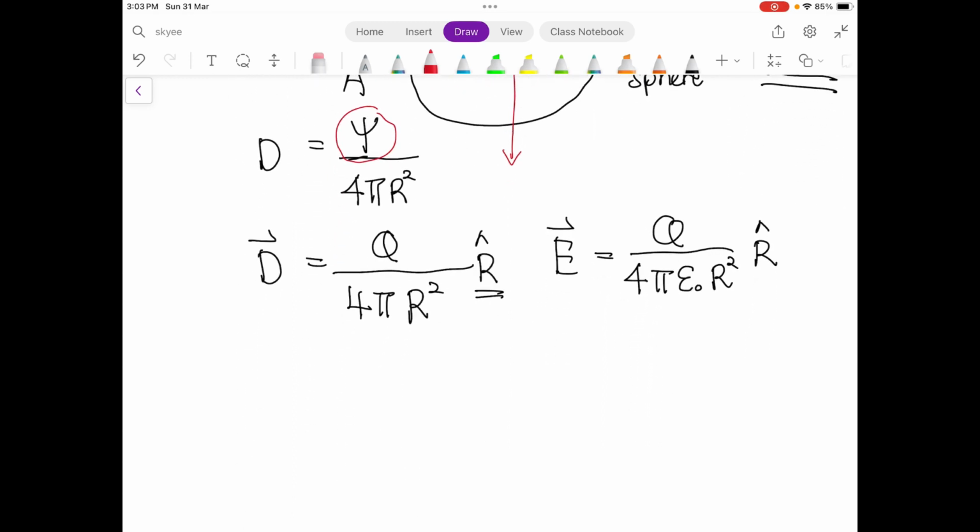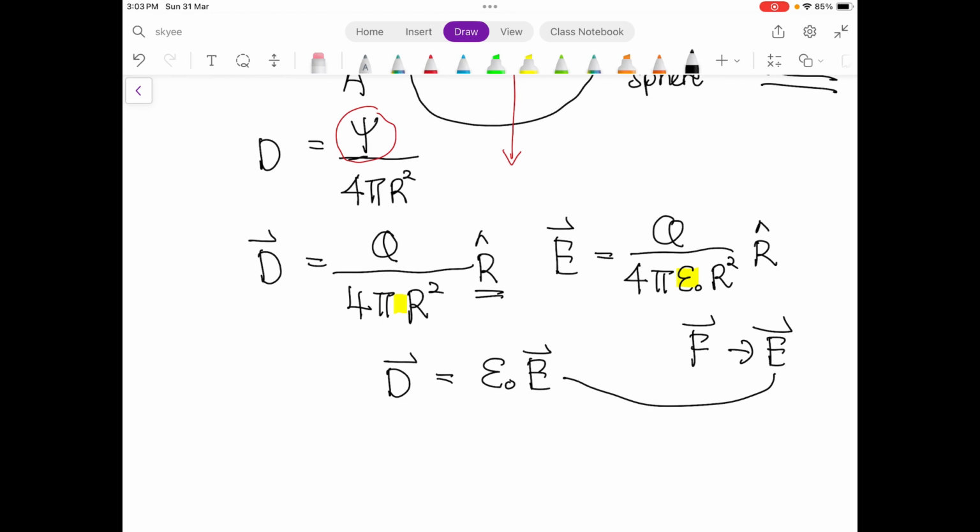So if you compare these, the difference lies in this one. Am I right? Here we don't have the epsilon naught. So we can state the relationship between the D and the E: D equals epsilon naught multiplied with E. If you are able to find the F, you will be able to find the E. And if you are able to find the E, you will be able to find the D, that is the electric flux density across the surface.